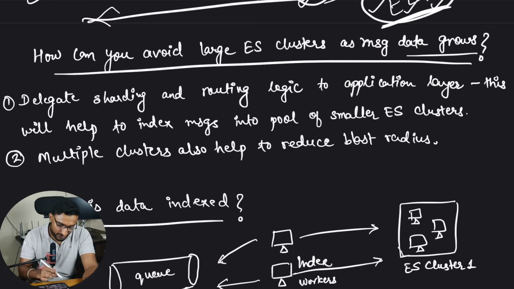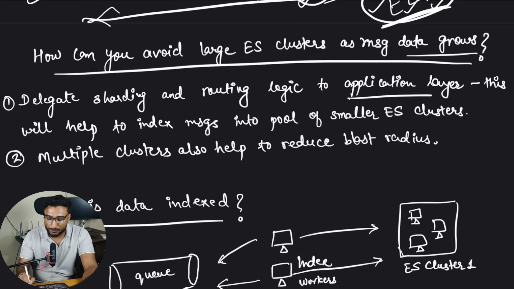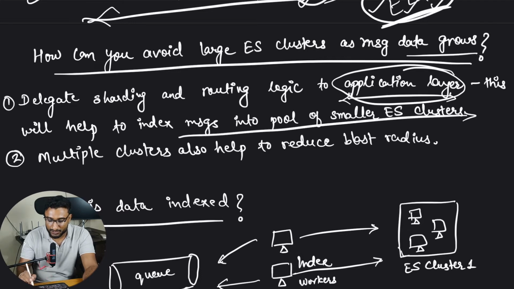What Discord did was delegate the logic of routing, how the data will be stored on Elasticsearch nodes and how it is sharded, to the application layer. It will not be left to Elasticsearch to handle on its own. It will be handled by the Discord application itself, and this helps to index messages in a pool of smaller ES clusters. Whenever I have a requirement to create a new ES cluster, I will create that instead of growing my already existing ES cluster, right? So this is one way.